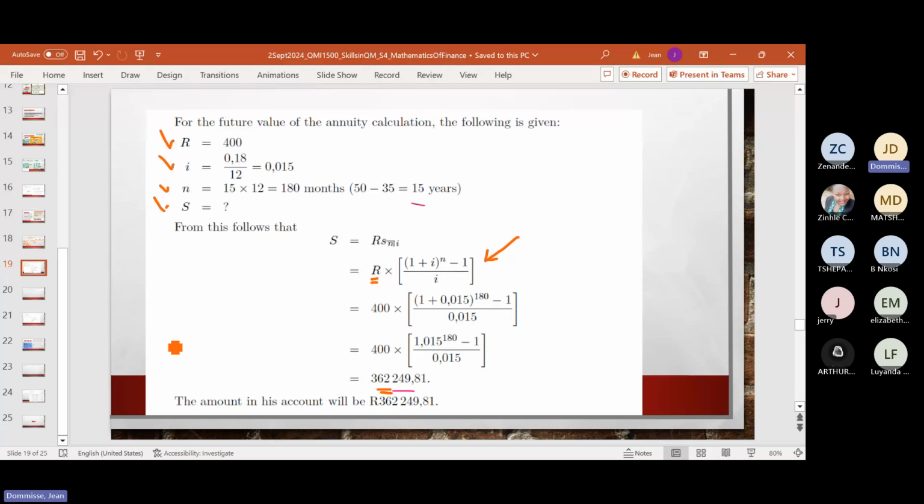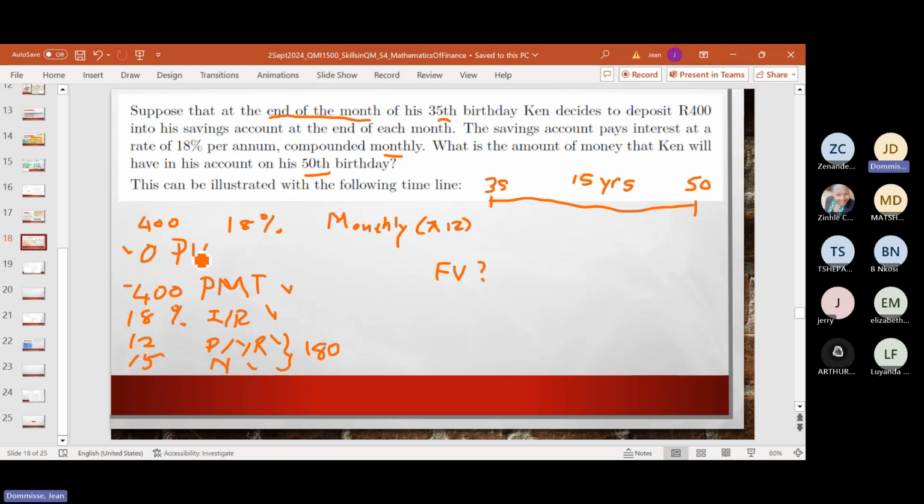I will share the presentation again on the WhatsApp group. It will be on Western Cape My UNISA as well, so that you guys can get access to this and see how it was done. So let me quickly go through all of this again. Hopefully I will now be able to do it.